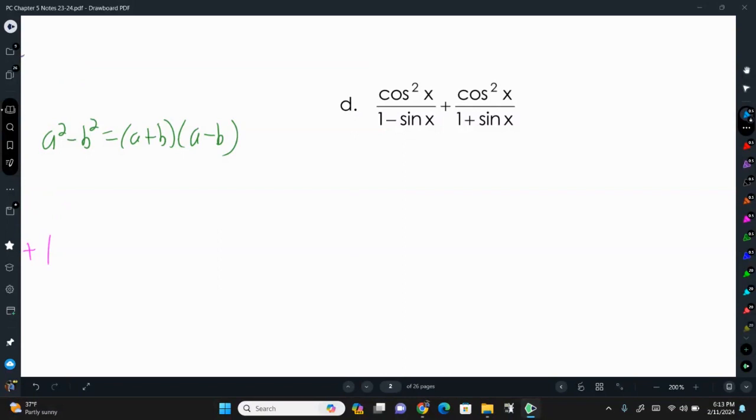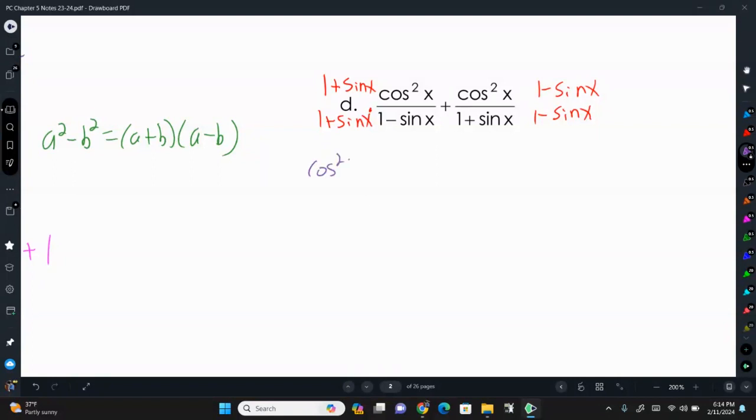And one of the strategies we have for adding fractions is to get common denominators by multiplying the top and bottom by the denominator of the other fraction. So I multiply the first fraction by 1 plus sine of x, and I multiply the second fraction by 1 minus sine x. So what that will do is that it will allow me to combine these two fractions.